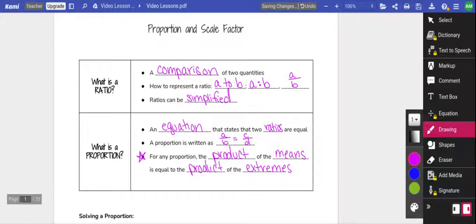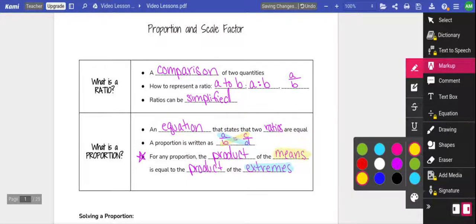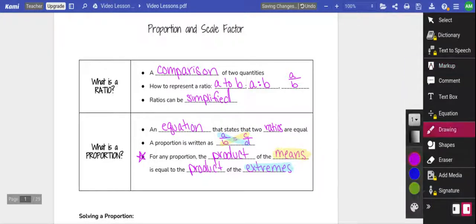Now, what this means is that in a proportion, these are my means because they're in the middle of my proportion, and these two are my extremes because they're on the outsides of the proportion. So what it really means is that in any proportion, I can multiply those middle two numbers, B times C, and they should equal A times D.